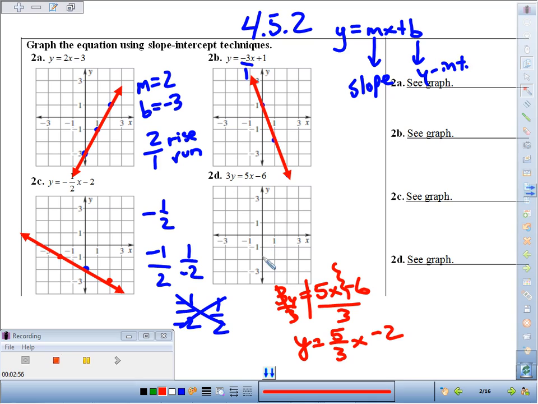So we plot our y-intercept at -2. And then we'll rise and run to another point. We'll rise 5, 1, 2, 3, 4, 5. We'll run 3, 1, 2, 3. All you need are 2 points, theoretically. Connect the dots and you're set.